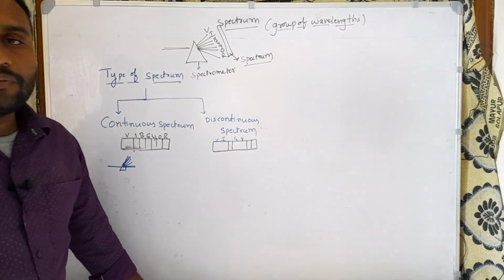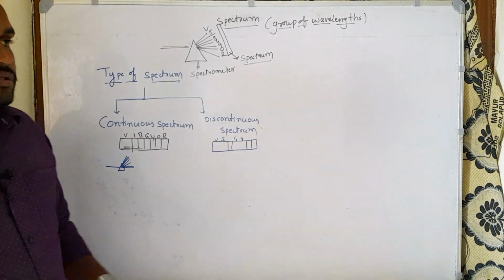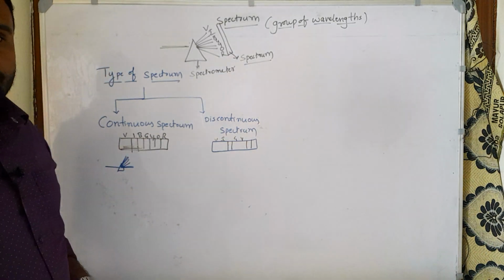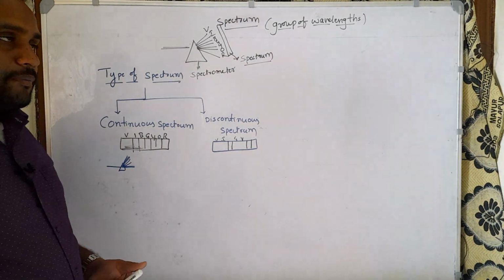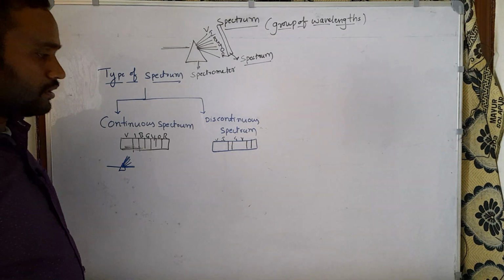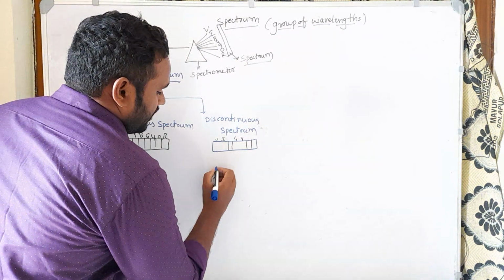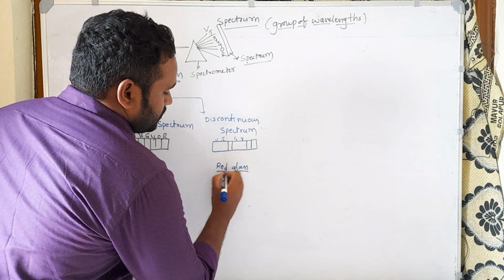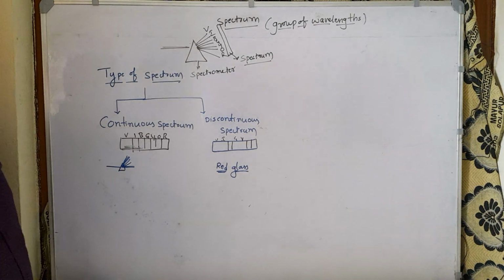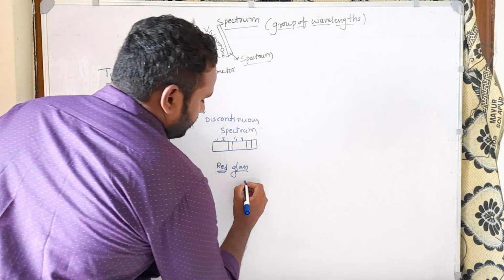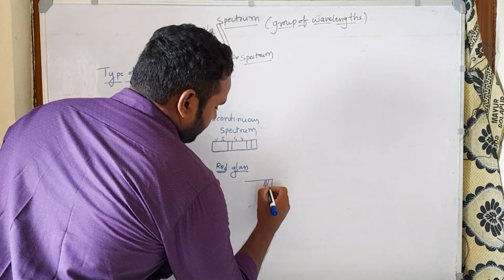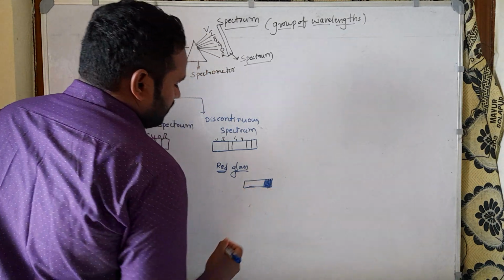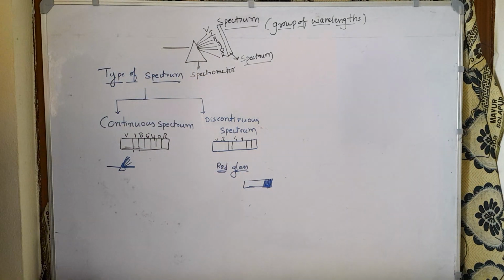And what is the example for the discontinuous spectrum? When you record the spectrum of any colored object, for example let us take one red glass. When you record a spectrum of a red glass, we can see only red color, but the remaining colors are missing. So that is discontinuous spectrum.